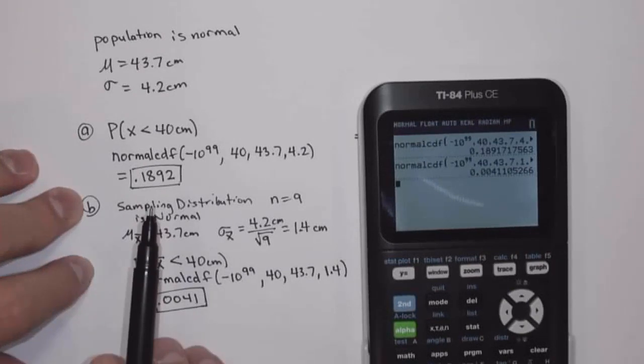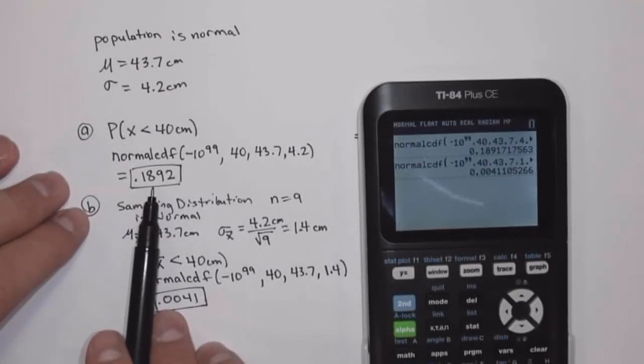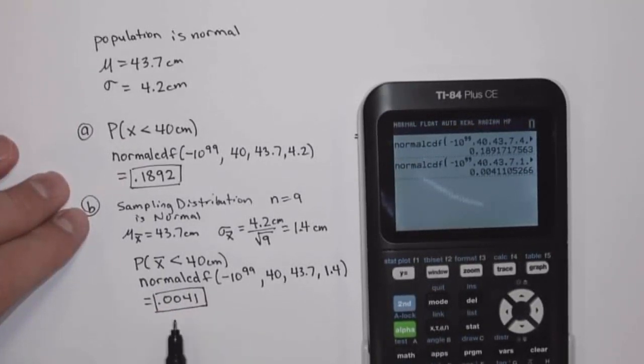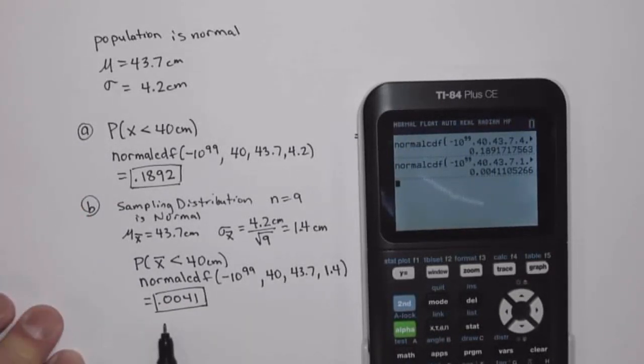If I pick one guy, the probability that that one guy has an upper leg length of less than 40 centimeters is 0.1892. But if I select 9 guys, the probability that the mean of those 9 guys is less than 40 centimeters is 0.0041, so much less likely. Let's continue with part C on another sheet.